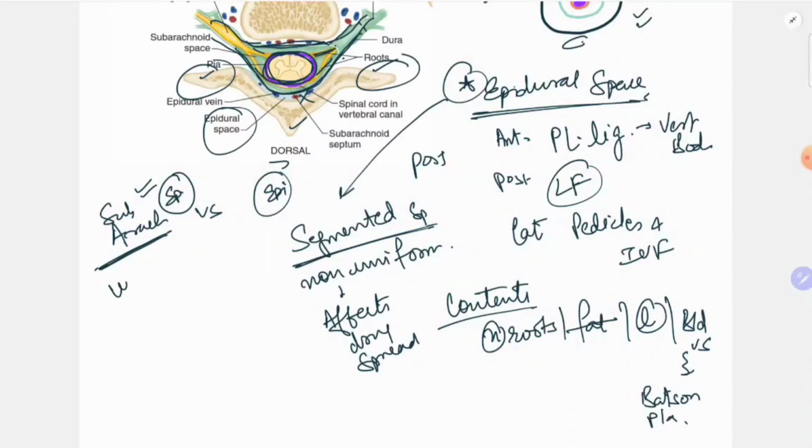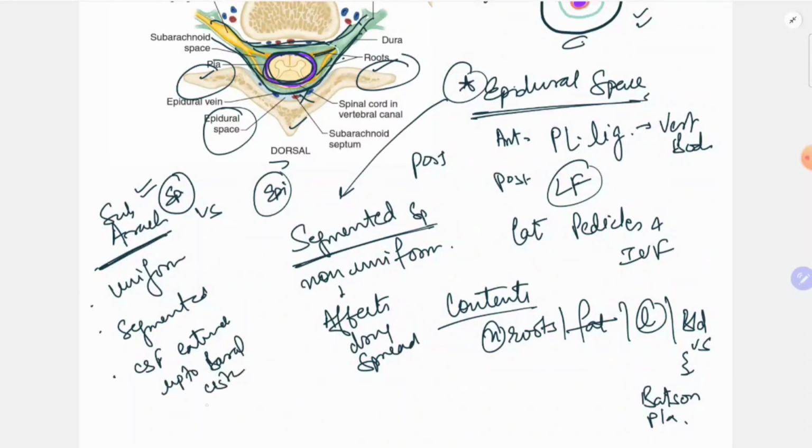The subarachnoid space is much more uniform, and unless there is a pathology, it is not really segmented. The CSF extends up to the basal cisterns of the brain, right? That means it can go intracranial, whereas the epidural space does not reach inside the brain. Why? Because of the ligamentum flavum.